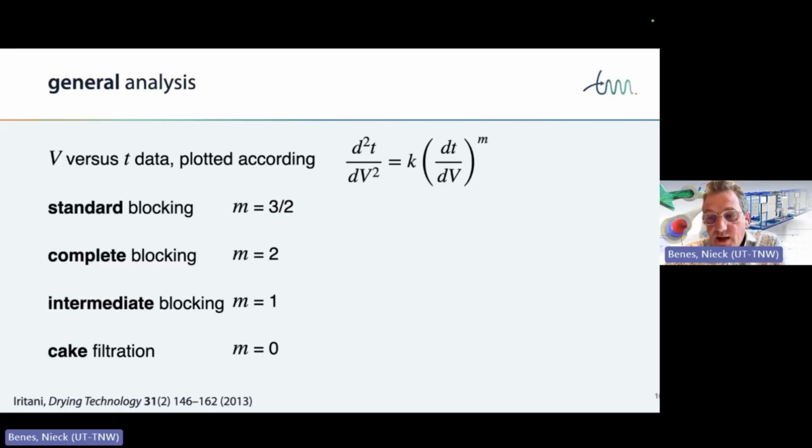And then if you do this, you can plot this on a log-log plot. And the data that you have should give a linear relation. The slope of this relates to the exponent m that you see here. And this m is characteristic for the different types of blocking mechanisms that exist. So for instance, for standard blocking, this m will be 3/2. And if it's complete blocking, then m would have to be equal to 2 in this case.